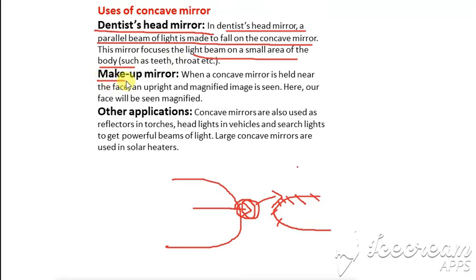Yes, next is the makeup mirror. When a concave mirror is held near the face, so if we hold a concave mirror in front of our face, what happens? An upright and magnified image. So we get a magnified image of our face. So the face will be magnified. Okay, the face also will be magnified. So that is the second use, which is the makeup mirror.